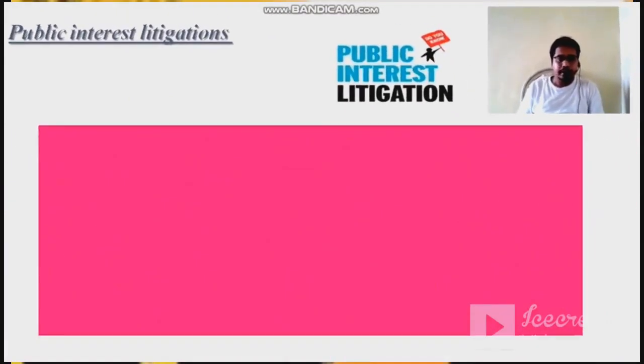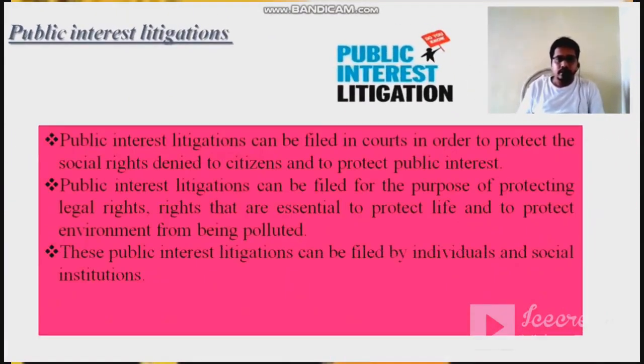Next is public interest litigation. It means if the public is interested in public property and they come to know somebody is harming that property, then they can take action. They can file a case in court directly. Public interest litigations can be filed in court in order to protect the social rights denied to citizens and to protect public interest. They can be filed for the purpose of protecting legal rights, rights that are essential to protect life and to protect the environment from being polluted.